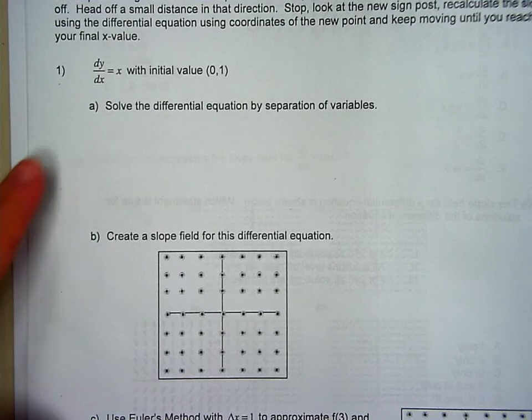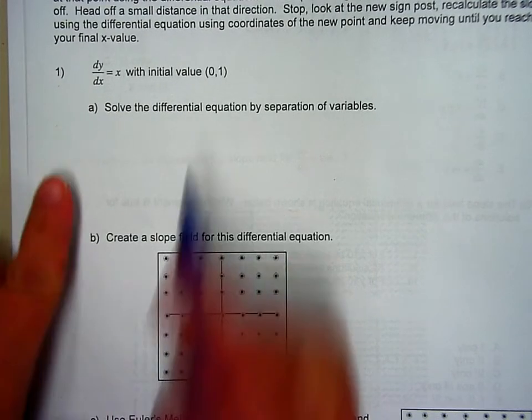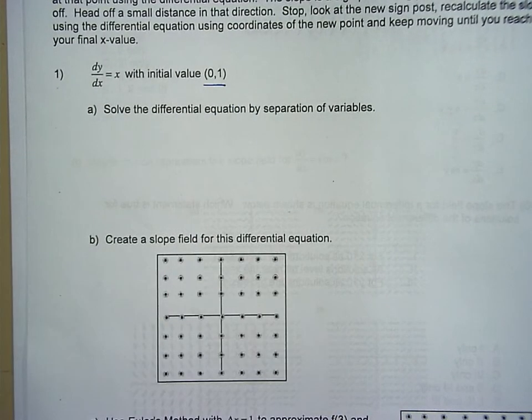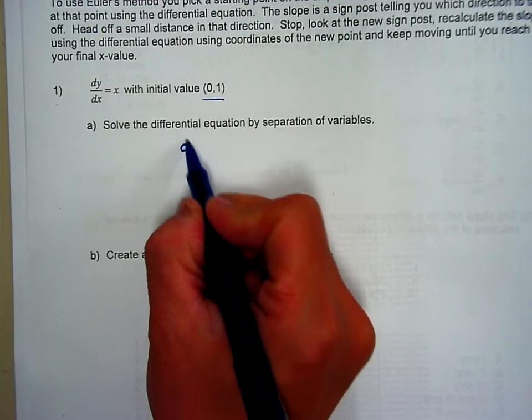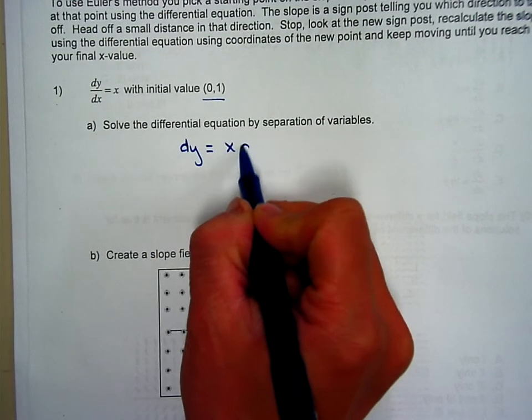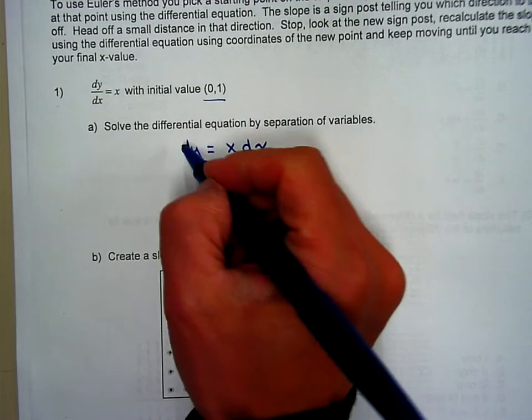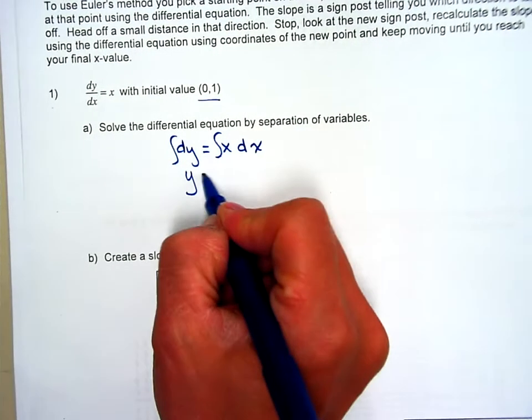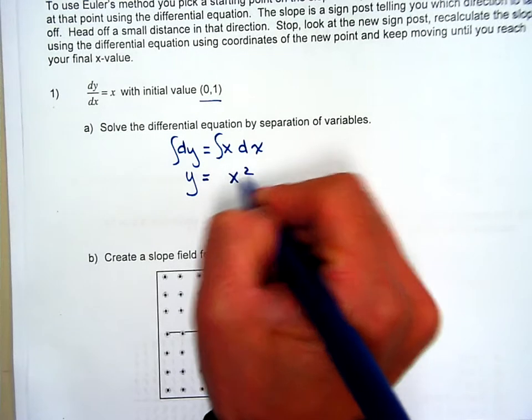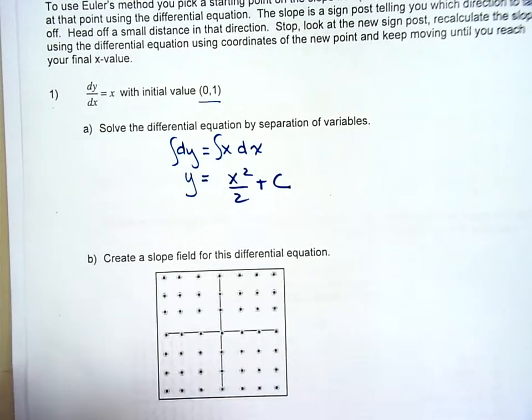So here's a differential equation. This is the initial value I'm giving you. Let's practice solving the differential equation again. And remember we talked about, okay, in order to integrate the x, you need that dx on the same side. And the antiderivative of dy is y. This is x squared over 2 plus c. This would be called your general solution.